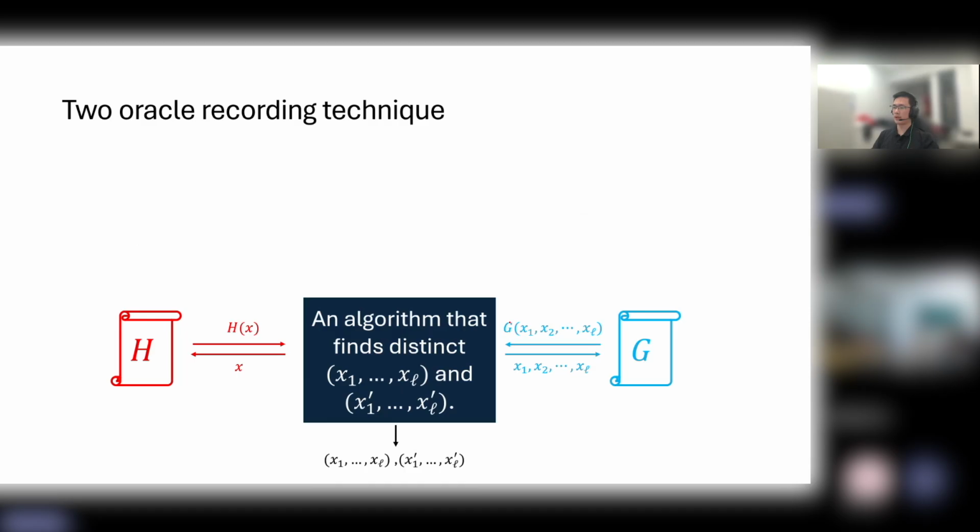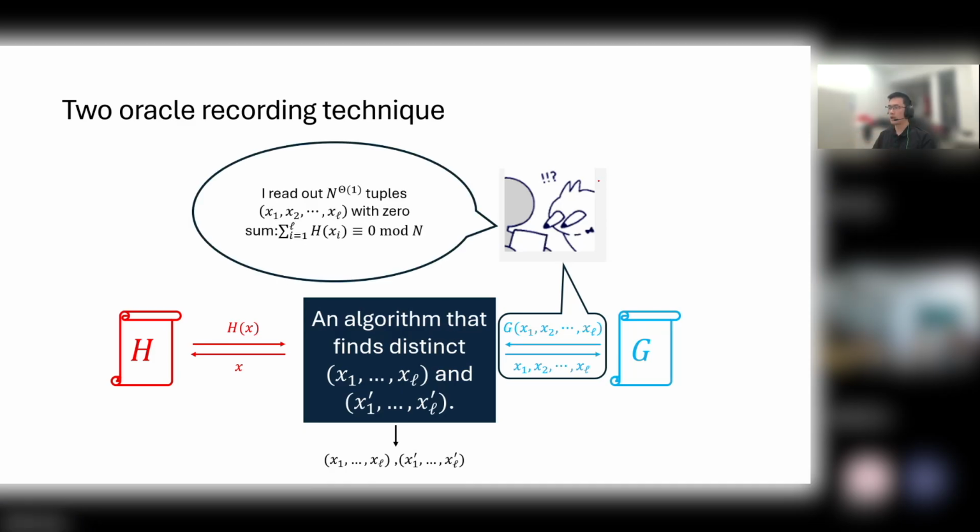The proof is essentially this: say you have an algorithm that finds these two tuples, and it interacts with both random oracles. This red part is its interaction with H, and this blue part is its interaction with G. The reduction is very simple. You look at its communication with G, and you simulate G using your compressed oracle. In the classical case, it's just lazy sampling. In the quantum case, it's simulating it with a compressed oracle.